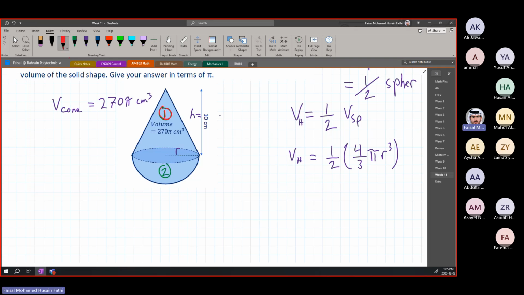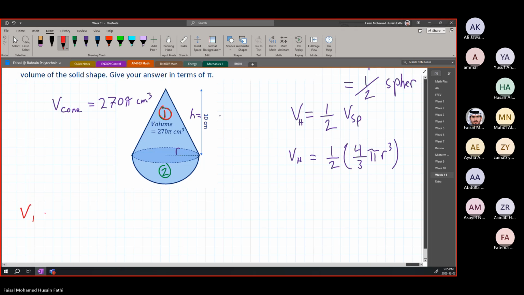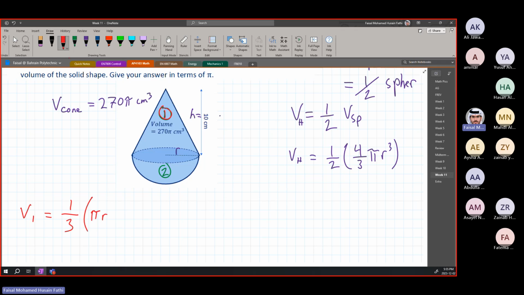Volume 1. What is the volume of a cone? Volume of a cone is 1 over 3. That's the first thing. Times, it's a cone, so it's a circular shape, the area of the circular shape, which is pi r squared, times the height h. That is our volume of the cone.